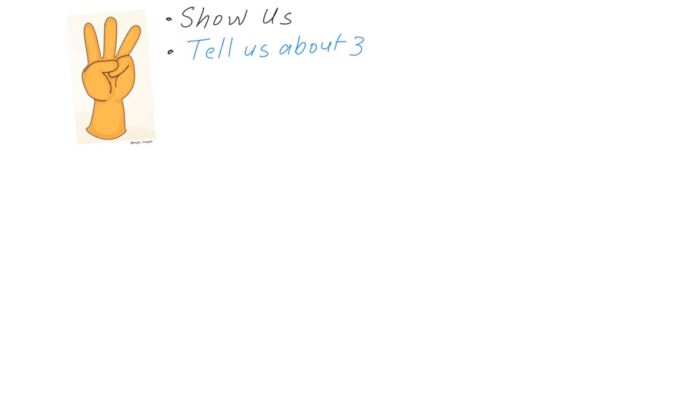Let's do another example. Show us 3. Tell us about 3. It's 2 and 1, or 2 plus 1. It's 3 ones, and we can represent that as 3 groups of 1. It's 2 less than 5.